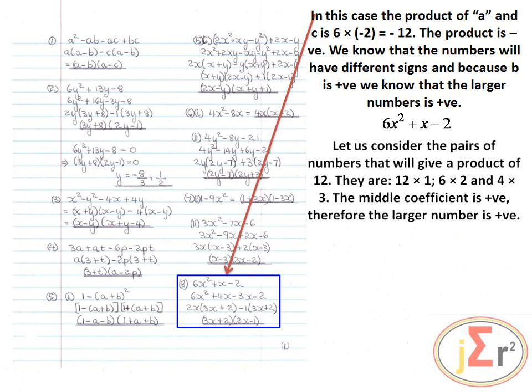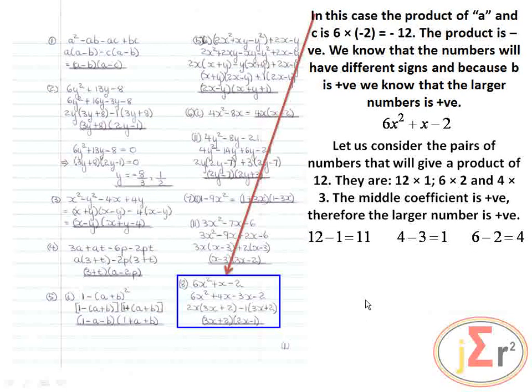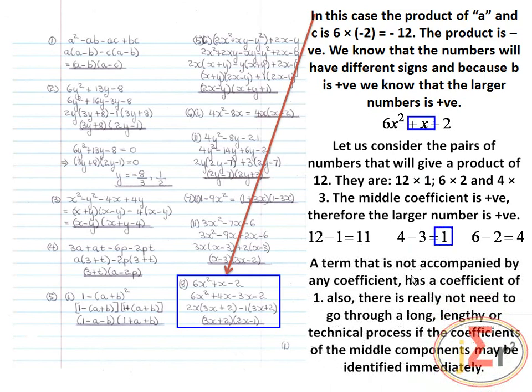So let us consider the pairs of numbers that will give a product of 12. There we have them: 2 times 6, 1 times 12, and 4 times 3. The larger one will be positive. So the 12 will be positive, the 6 will be positive, and the 4 will be positive, and we will see what the sum is, or difference, depending on how we look at it. So 12 minus 1 is 11, and we do not stop until we arrive at the correct one, which is that one.